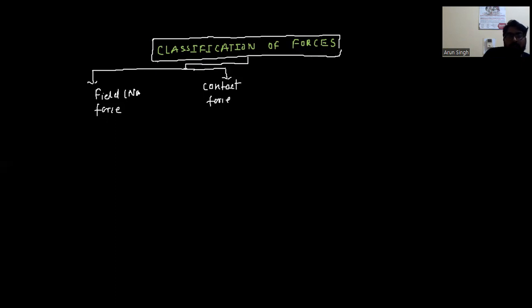Okay, some types of force may be applied on the body. If we directly contact, then this is called contact force. If it is a field, like magnetic force, electric force, gravitational force, okay, so these are the field forces. So there are two types: field force and contact force.